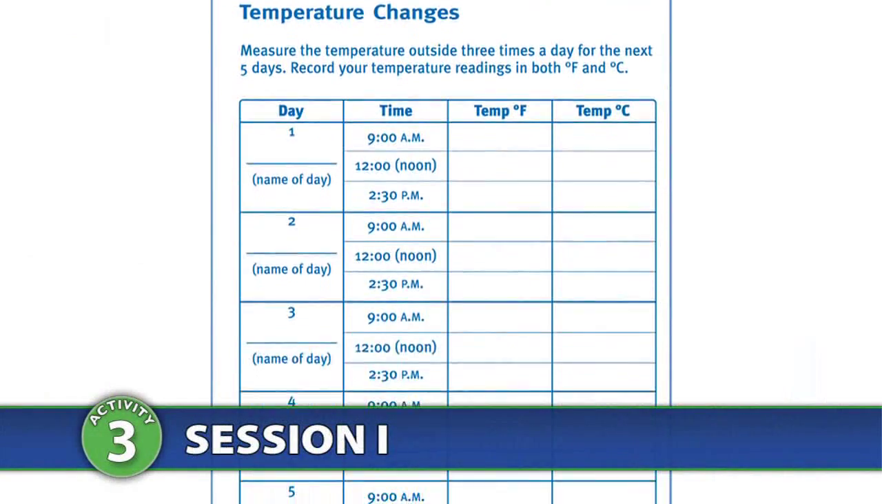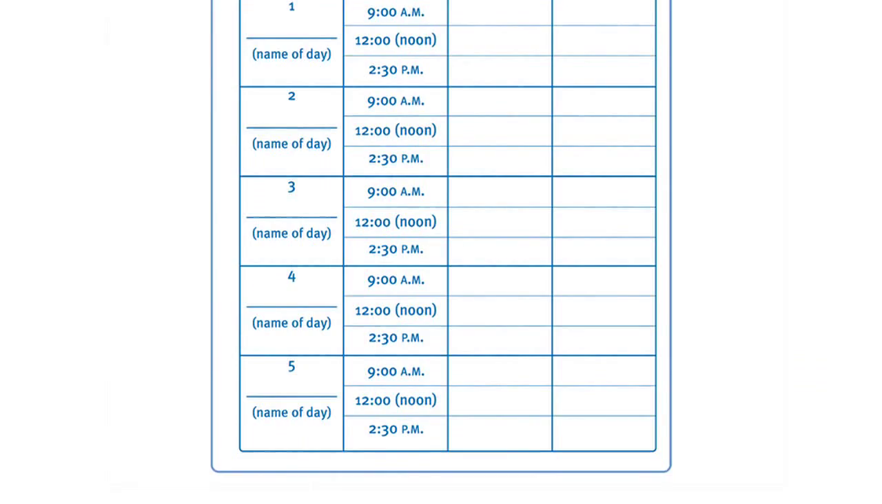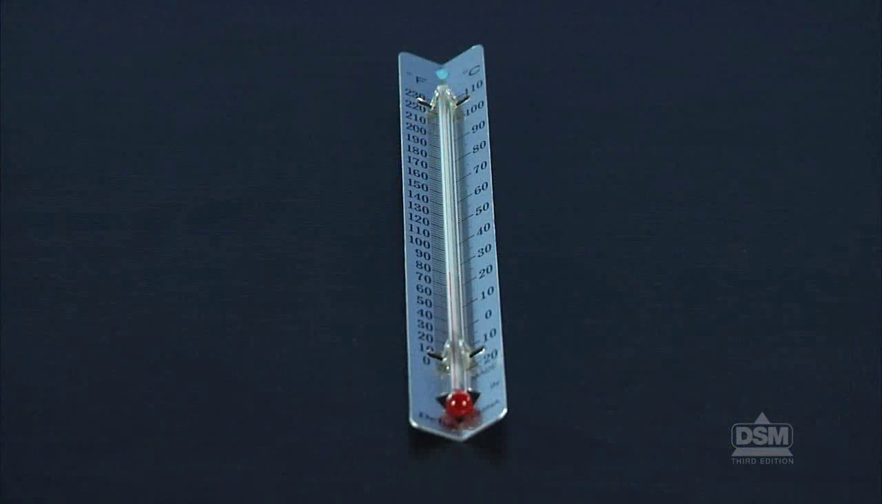To prepare for Session 1, make a copy of Activity Sheet 3, Part A for each student. Start the session early in the morning so that students can take their first temperature reading as close to 9 a.m. as possible. For this session, each student will also need a thermometer.